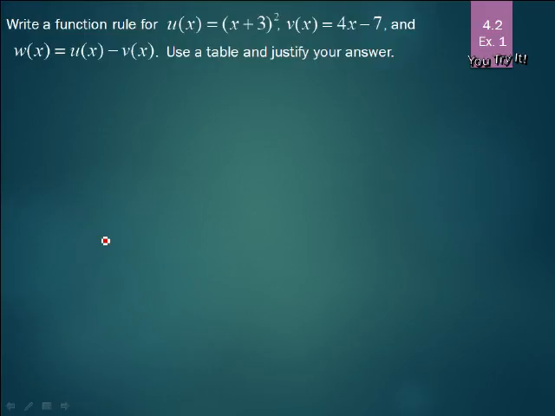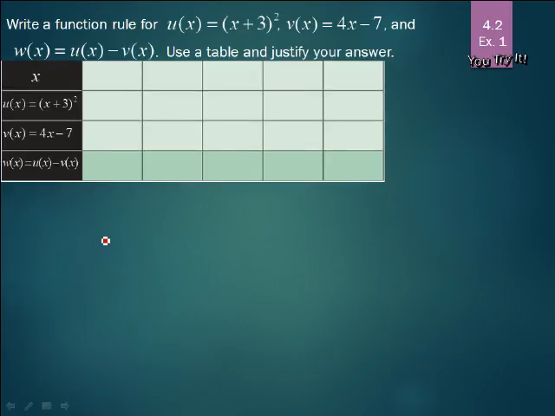Second rule for u of x equals x plus 3 squared, v of x equals 4x minus 7, and w of x equals u of x minus v of x. Use a table and justify your answer. Okay, so here's our table.